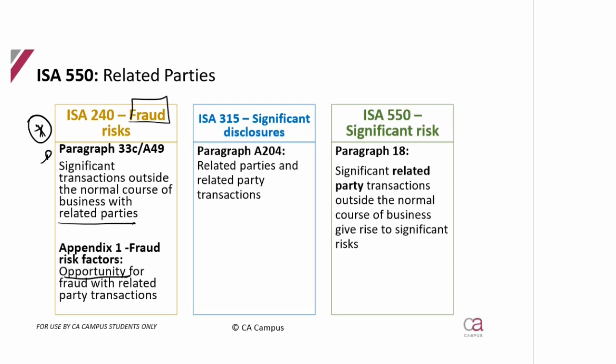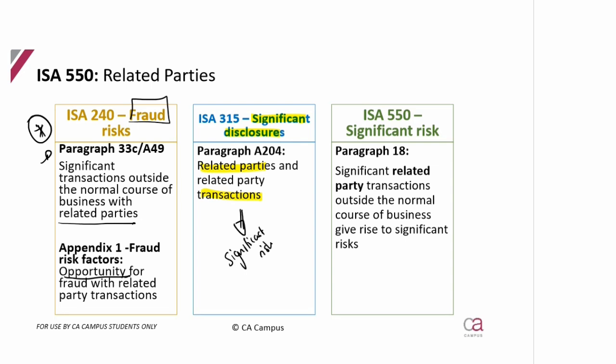In ISA 315, we've done this. They specifically note that significant disclosure is required for related parties and their transactions. Paragraph A204. And so that means, guys, if they require this disclosure because it's significant, this gives rise to a significant risk.